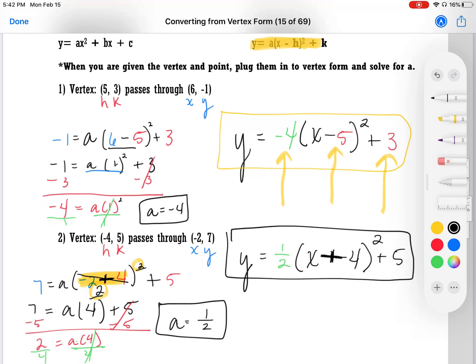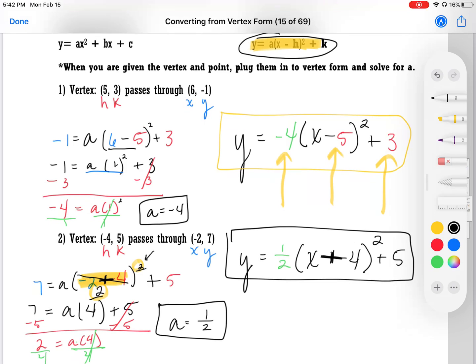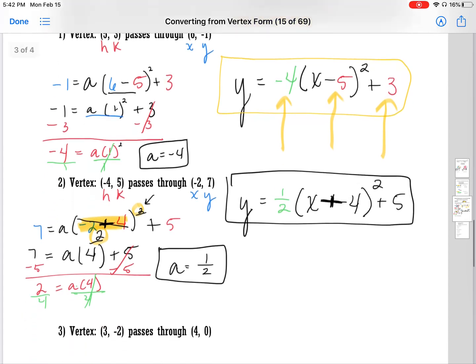Label H, K, X, Y. Plug that into vertex form. Don't forget your square like I did. Whoops. Make sure that square is there. And then you get your final answer. So when you're ready, go ahead and give me number 3.